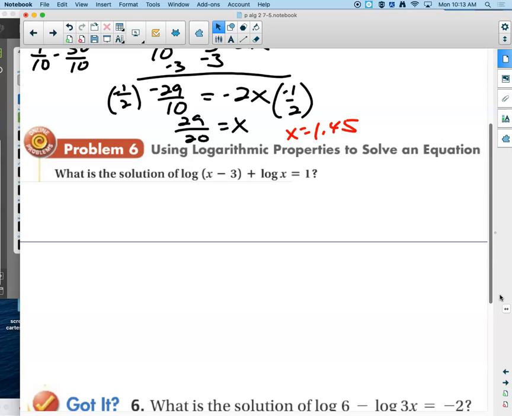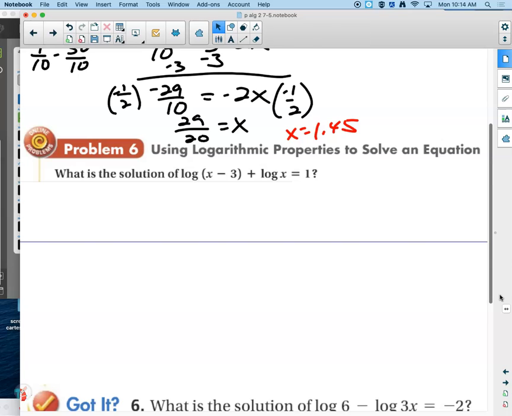And then we get to problem 6. And you had to know it was coming. They say, all right, deal with this. Well, let's see. In order to solve this, I have to have one logarithm on one side. Wait a second, we know how to do that. That's condensing. What does addition mean in logarithm language?